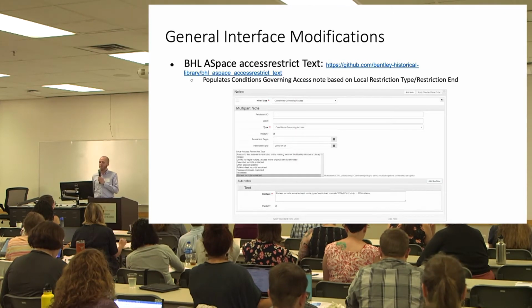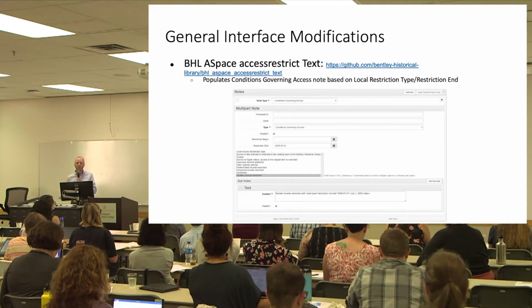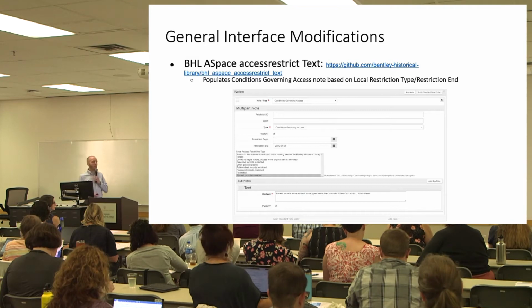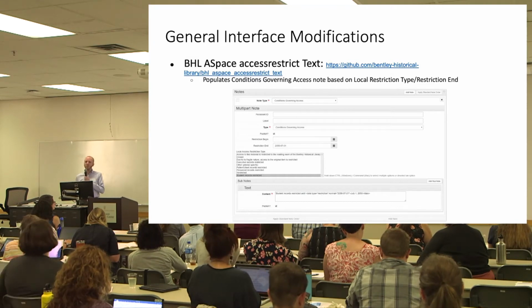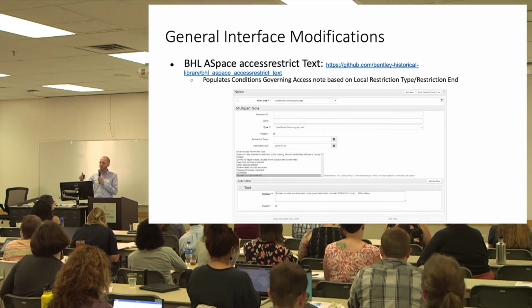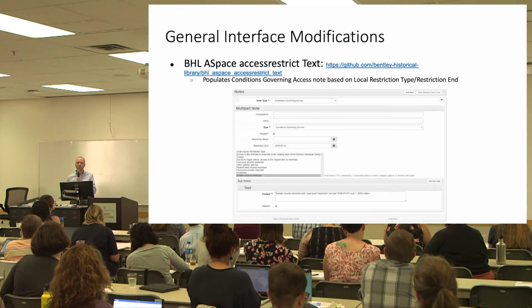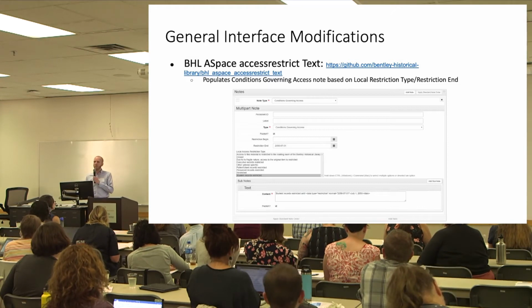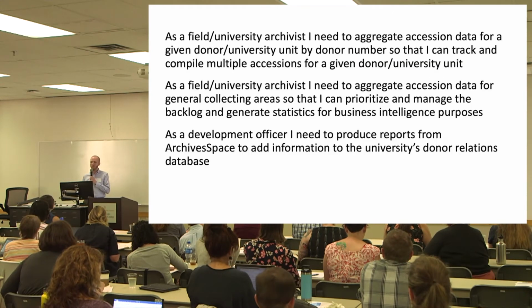And finally, everything I've talked about so far has been with our accession records, but we have made some modifications to how we create our metadata in some resource records, including a plugin that automatically generates some of the text of a conditions governing access note using the local restriction type and restriction end dates to match some of the local specifications that we have, which make sure that the information is entered correctly and consistently in a way that works with our access system.